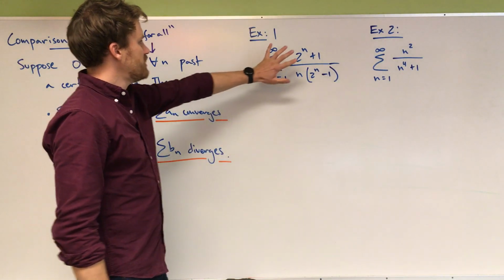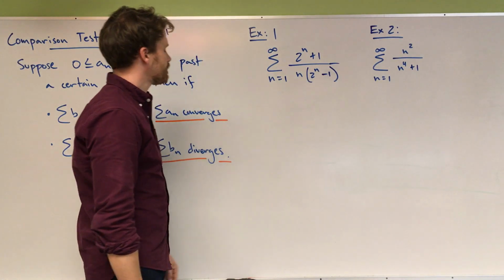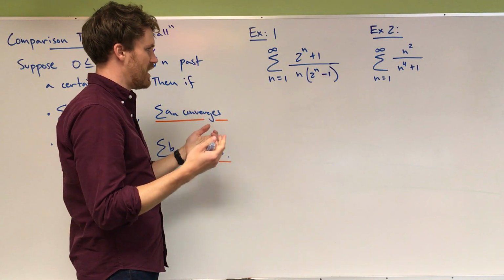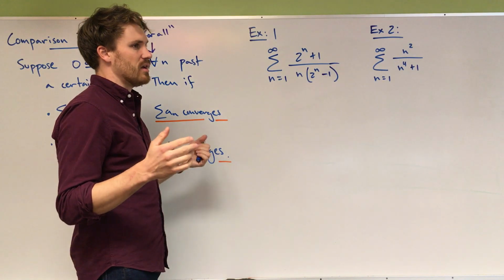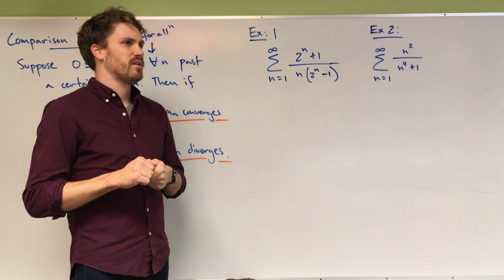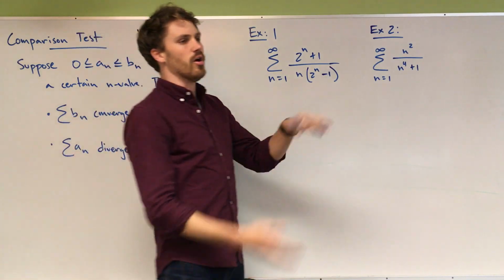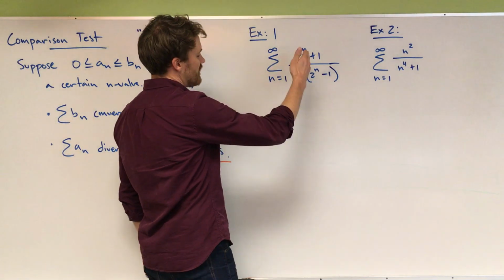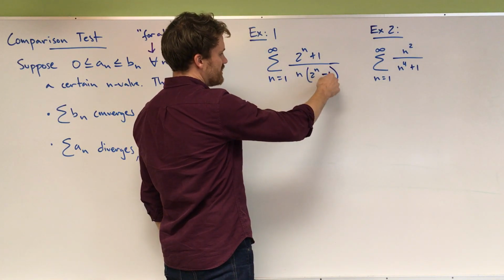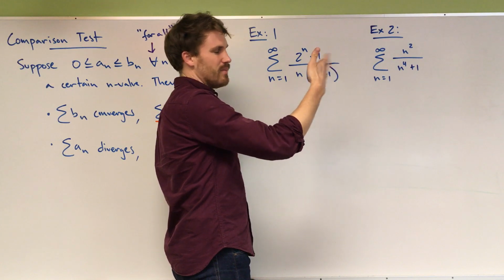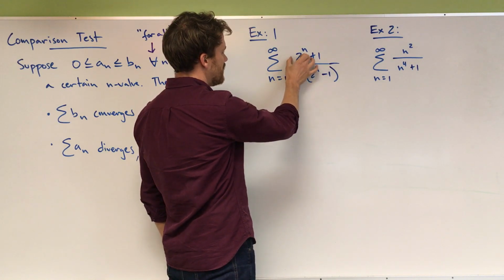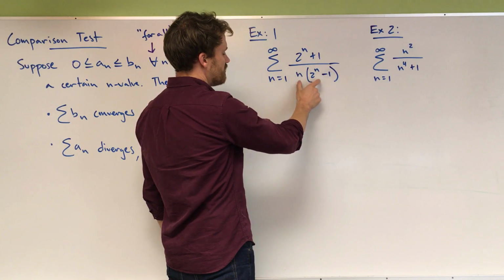So let's check out this first example right here. It's good to always think intuitively about what you think is going to happen. And usually, and we're going to look at this test in a bit, you want to think about what happens as n gets large. So when I look at this and I think about what happens when n gets large, this 1 and this -1 just don't really matter, right? They're tiny little things compared to 2 to the n over n times 2 to the n.